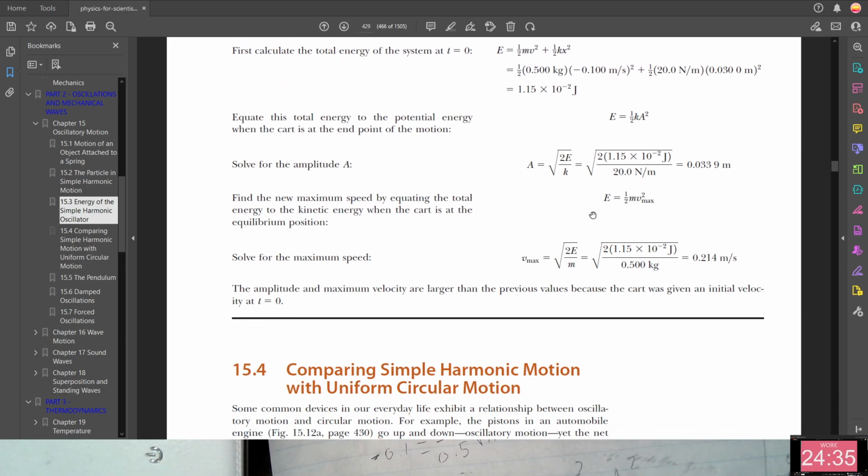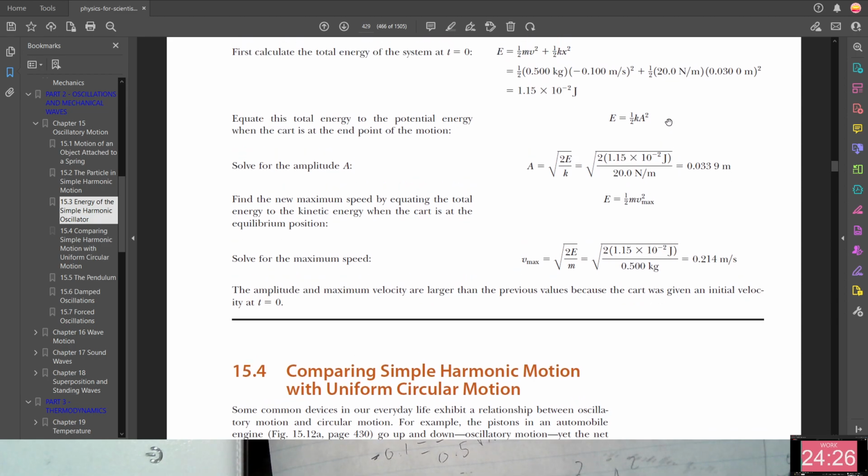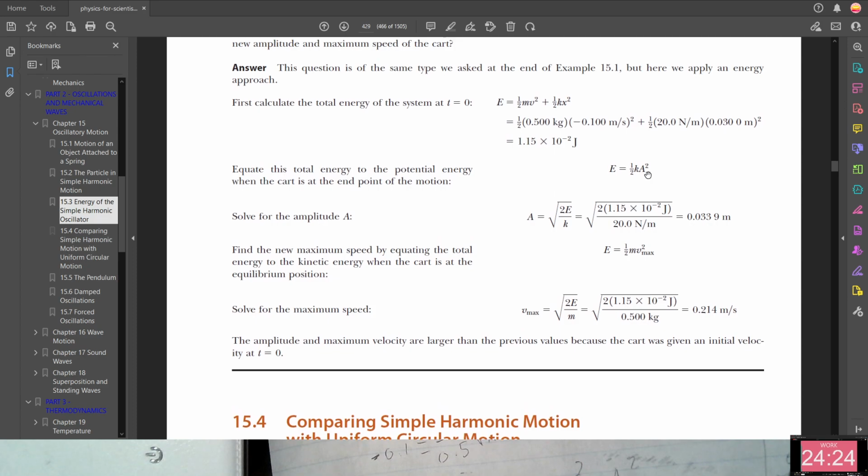So we were just studying 15.3. We just finished 15.3. Now we look at where I went wrong. So they took the total energy and they put it together.